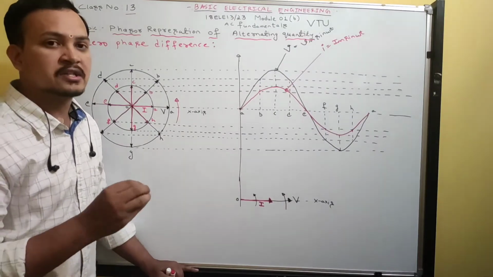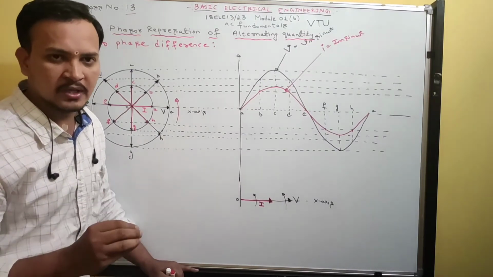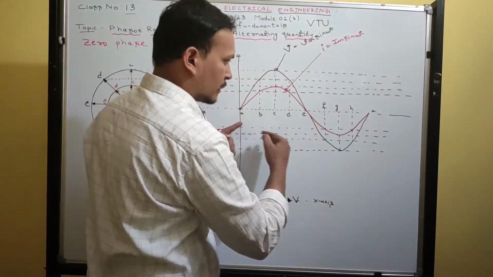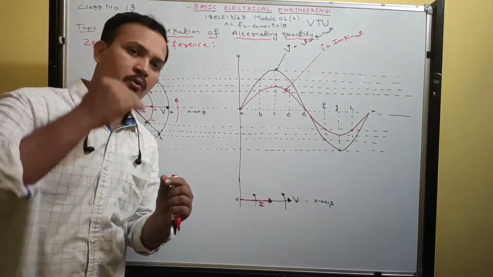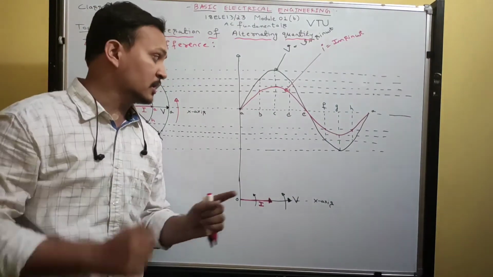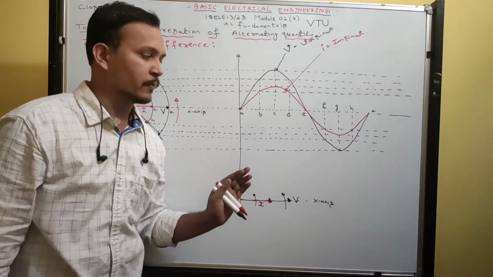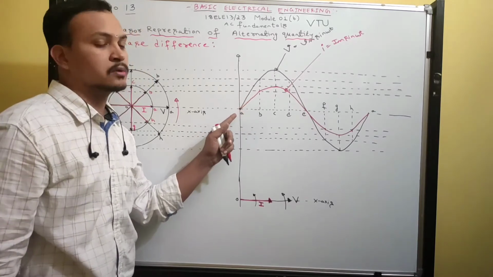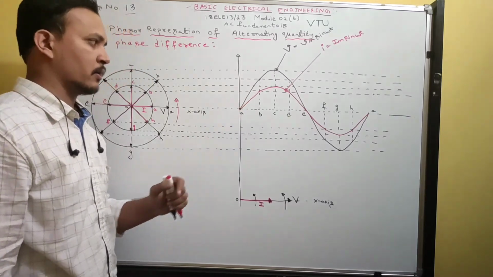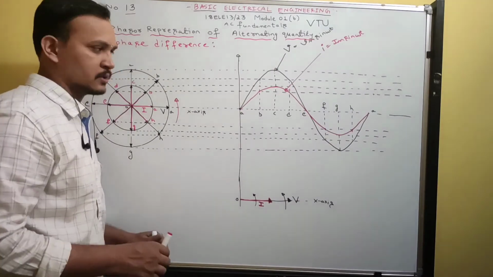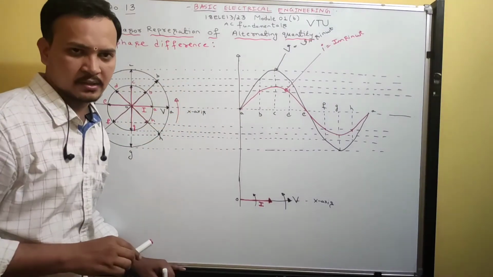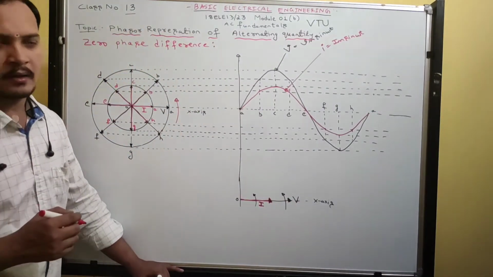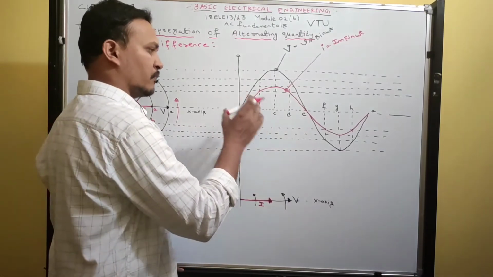Such waveforms have zero phase difference. It means the current waveform follows the voltage waveform at every instant. Wherever voltage attains maximum, at the same instant current also attains maximum. Similarly, wherever voltage attains minimum, current also attains minimum. Such a difference is called zero phase difference, meaning the angle between voltage and current is 0 degrees.